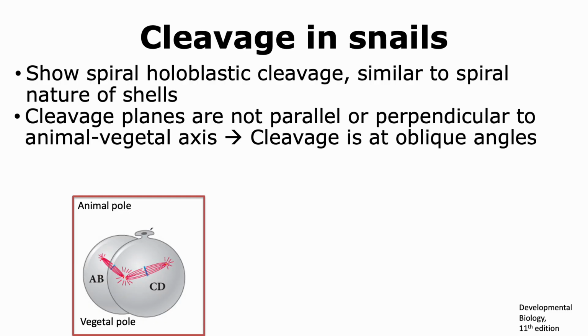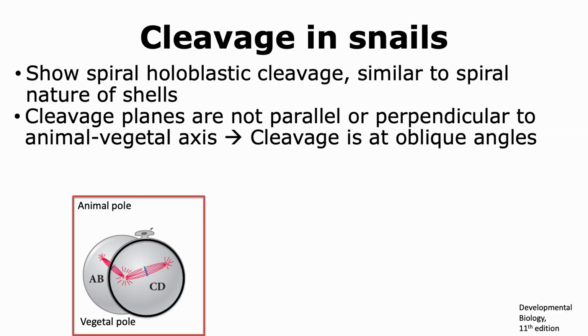Now in the case of a spiral cleavage, the cleavage planes are not parallel or perpendicular to the animal-vegetal axis. Cleavage actually occurs at oblique angles. Now let us see what this actually means in the context of the figure that is shown below. In this case, the zygote has already gone through one cell division, and so we can see two cells, which are the AB and the CD cells. The top part is the animal pole, whereas the bottom part is the vegetal pole.